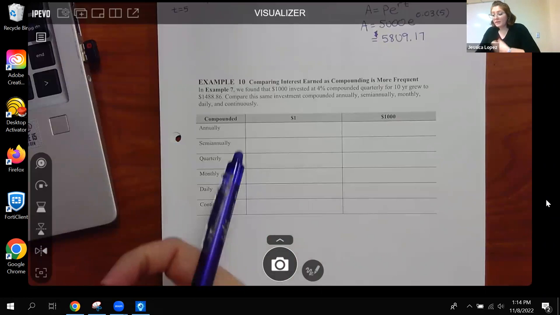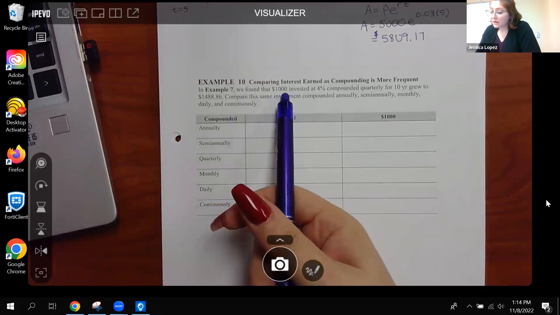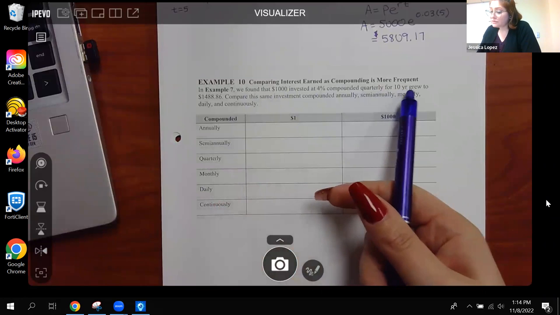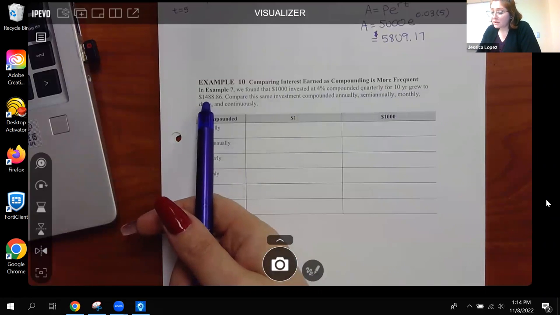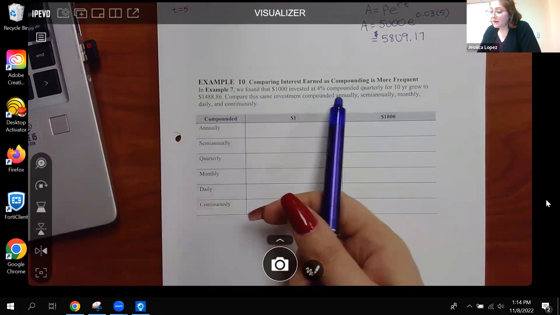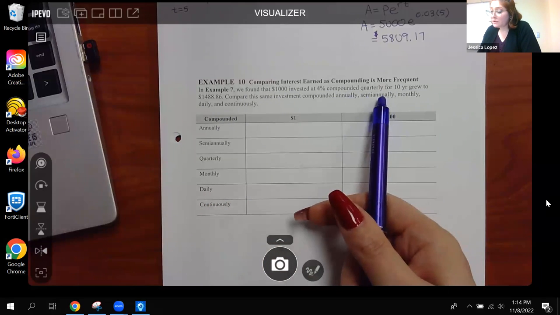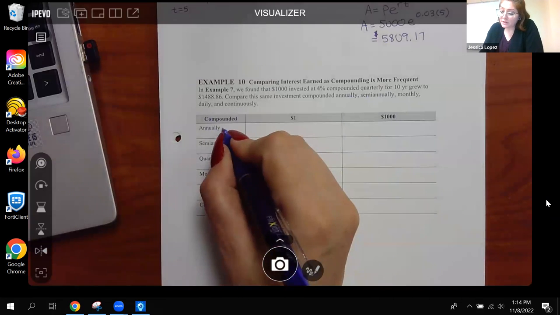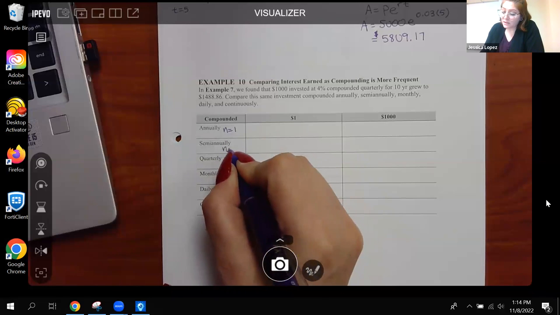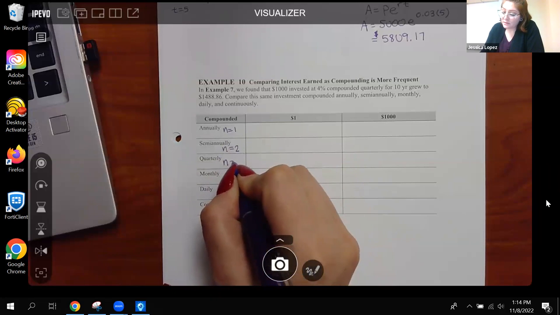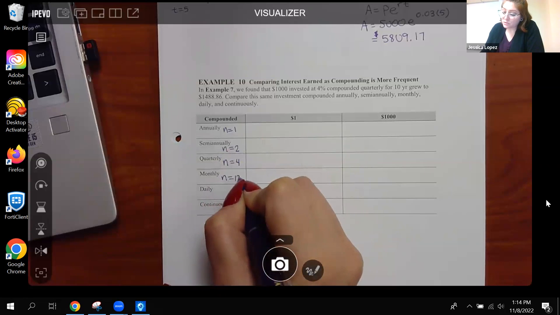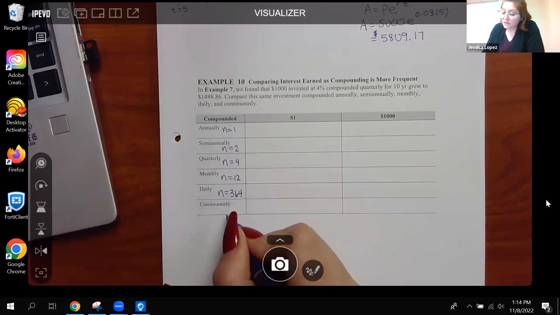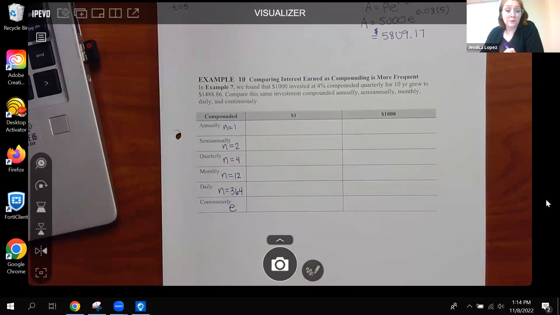So it says, we found that $1,000 invested at 4% compounded quarterly for 10 years grew to this amount. Compare this same investment compounded annually, semi-annually, monthly, daily, and continuously. So remember, for annually, N is 1. Semi-annually, N is 2. Quarterly, it's 4. Monthly, it's 12. And for daily, your book tells you 364. And for continuously, we don't use N, we use the E formula.